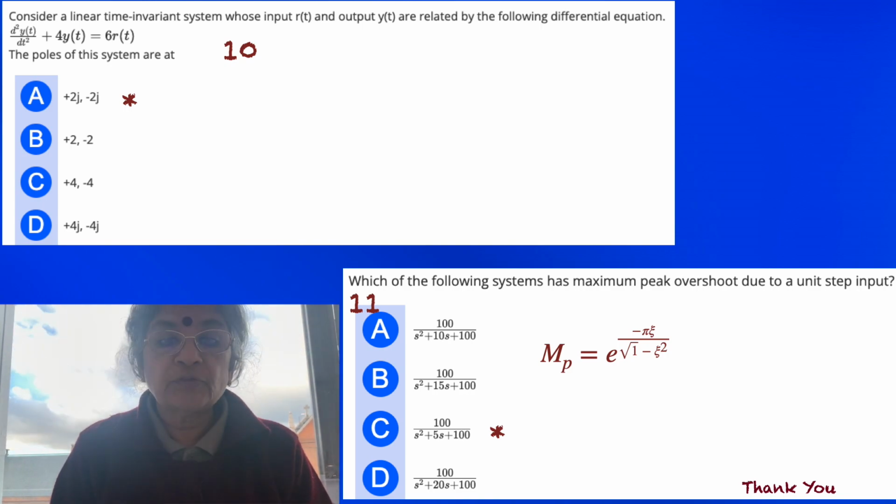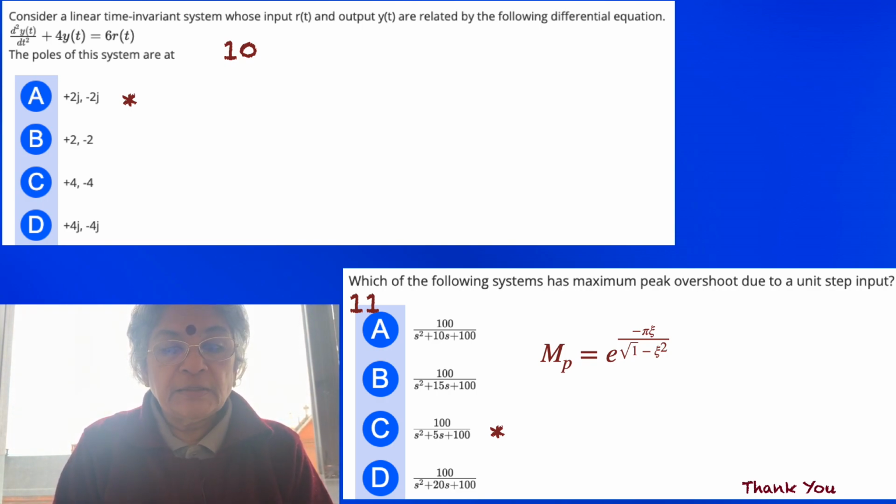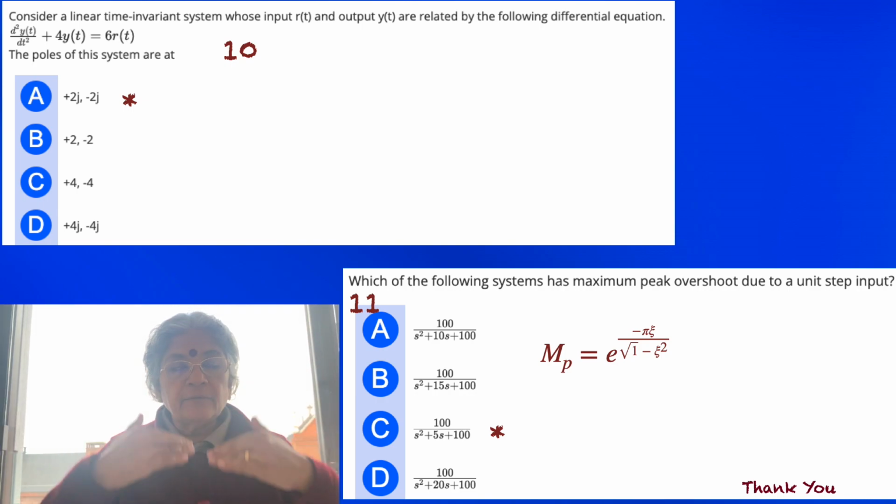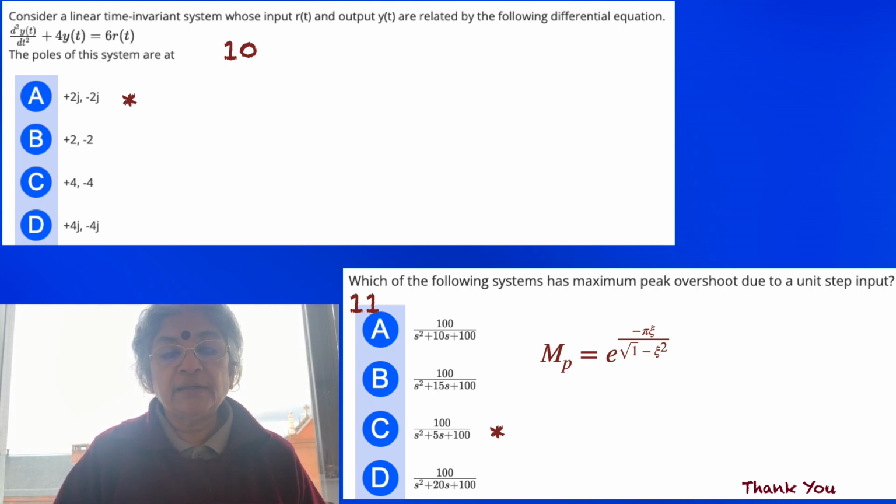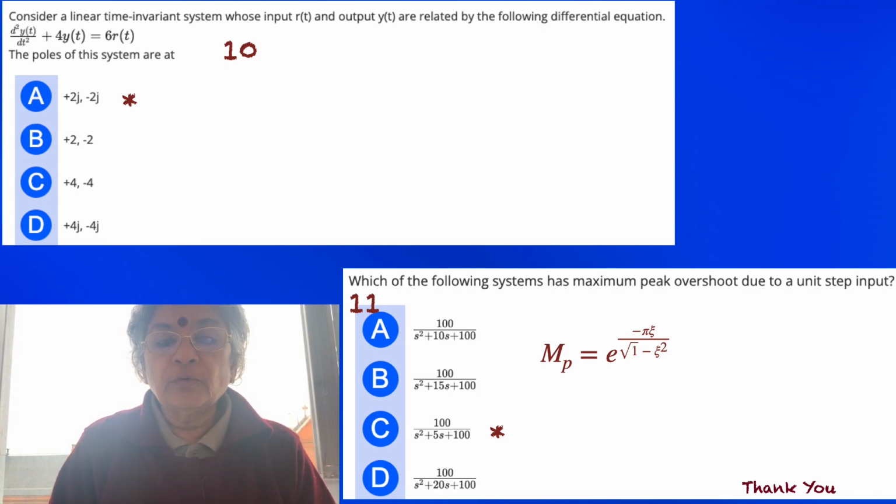we look for the coefficients of s. 10s, 15s, 5s, 20s. 5s happens to have the smallest coefficient, which will give you the smallest value of eta, such that when e raised to pi eta divided by root of 1 minus eta square comes in the denominator, you are going to have a larger output, a larger overshoot or a maximum peak overshoot. Okay, so that's all in this session.